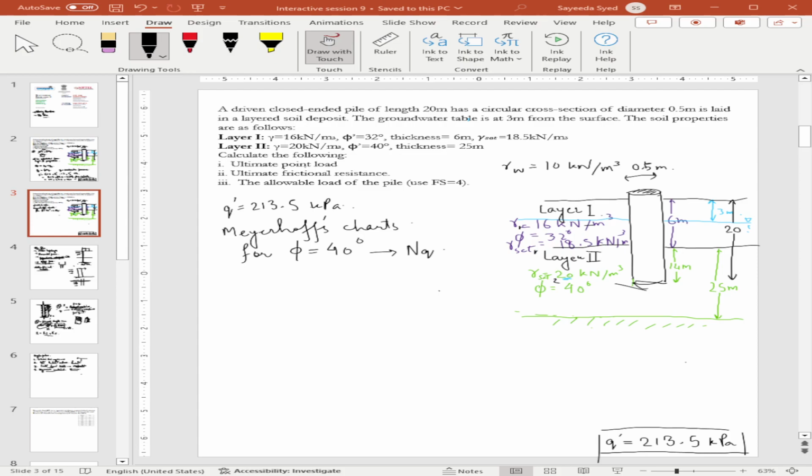We cannot use Terzaghi's factors here because when we were discussing shallow foundations, we discussed that Terzaghi's relation is only good for shallow foundations, while Meyerhoff's equation was good for both shallow foundations as well as deep foundations. So besides Meyerhoff, Vesic has also given his theory for pile foundations. Let me draw the diagram first.